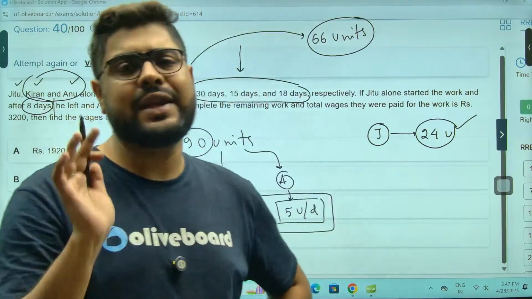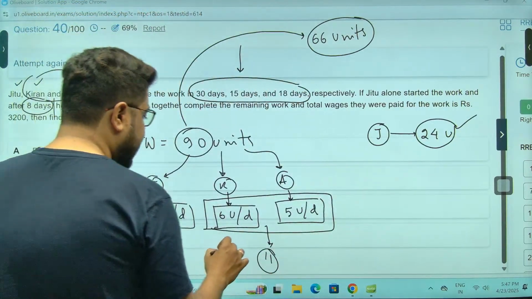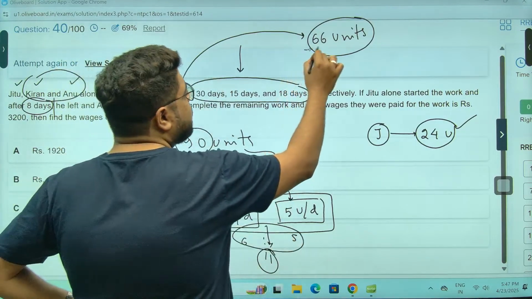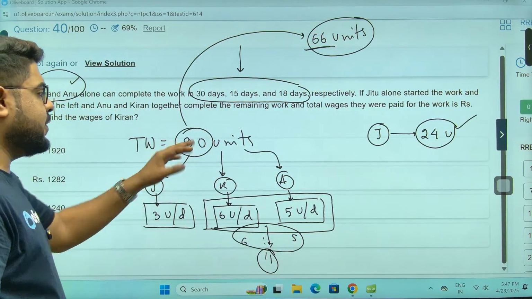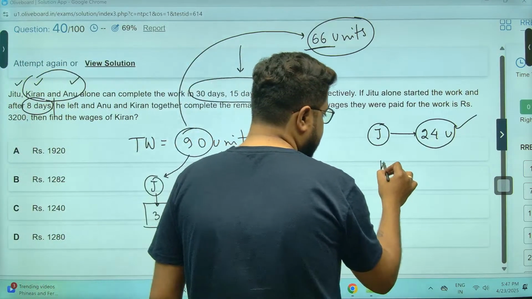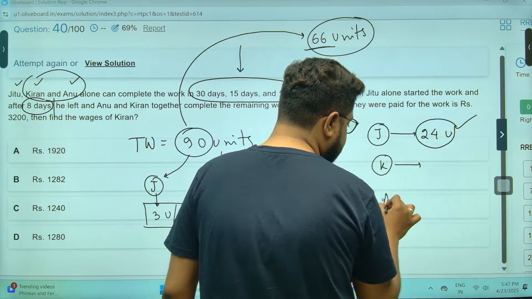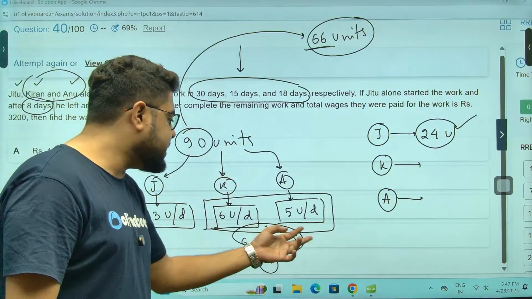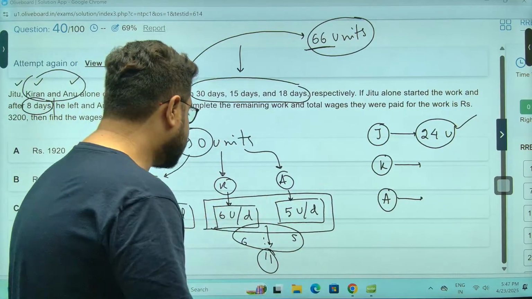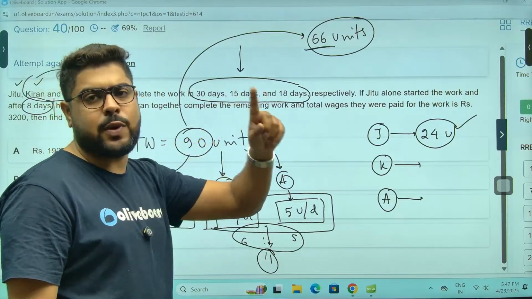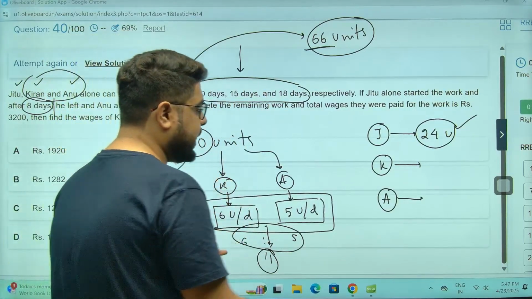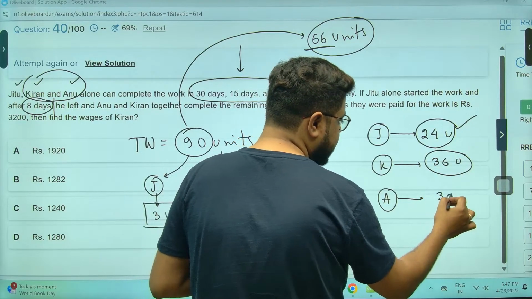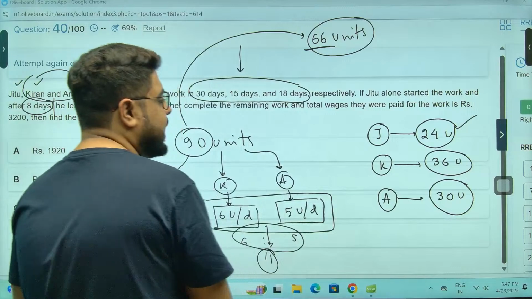Now again, you don't even need this actually. The ratio of their work will be 6:5, and they will do these 66 units. As they are working for the same amount of time, they will break this down in the ratio 6 and 5. So 6 plus 5, 11 units is 66, 1 unit is 6. Kiran will do 6 6s or 36 units and Anu will do 6 5s or 30 units. So this much work they have done.